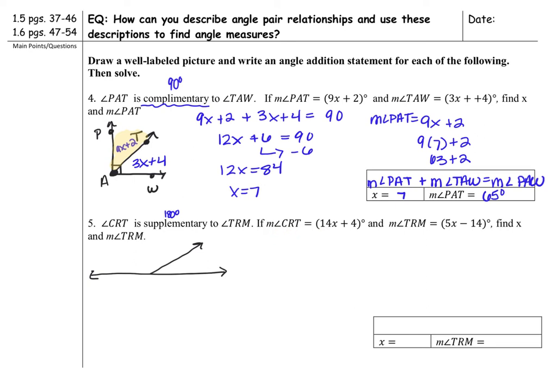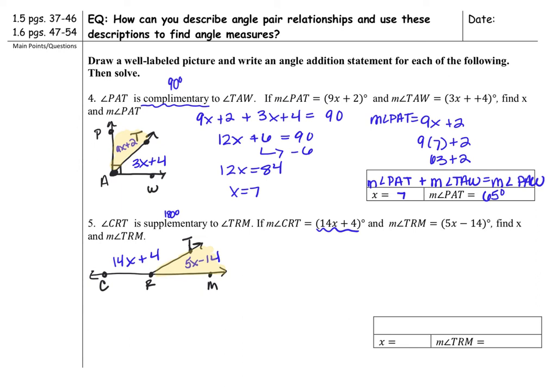So let's label that on our diagram. So we have CRT, and we're going to assume that that's the obtuse angle because the multiplier is bigger. That's going to be 14x plus 4. And then TRM is 5x minus 14. We're going to find x and then find the measure of angle TRM, which looks, oops, I forgot to write my m, y'all. There's my m. Sorry about that. So TRM, and then we're going to be finding the measurement of this angle here.